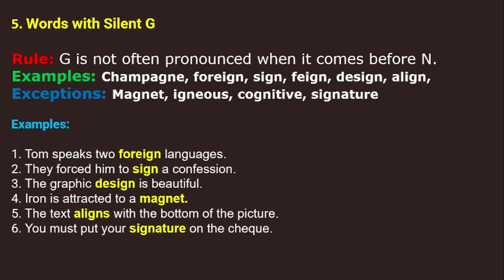Let's look at the examples with silent G. Tom speaks two foreign languages. They forced him to sign a confession. The graphic design is beautiful. Iron is attracted to a magnet. The text aligns with the bottom of the picture. You must put your signature on the check.